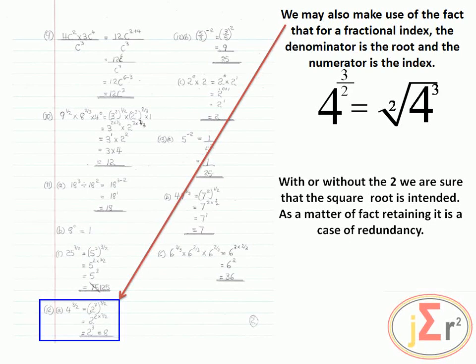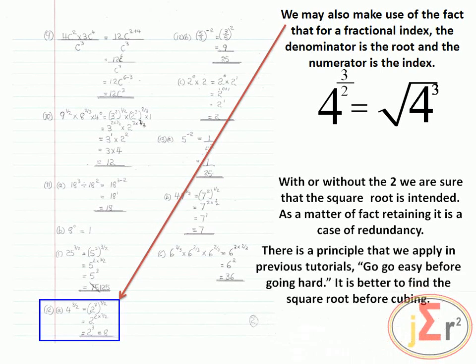So with or without the 2, we are sure that the square root is intended. As a matter of fact, retaining it is a case of redundancy. So that is a case of redundancy, retaining that 2, so we eliminate that altogether.